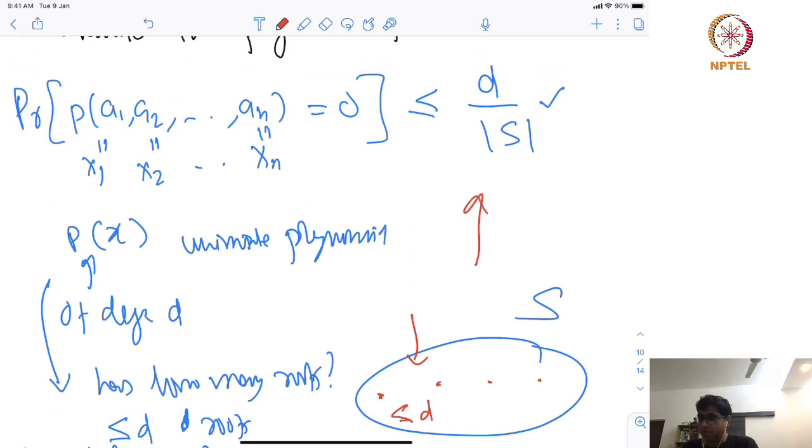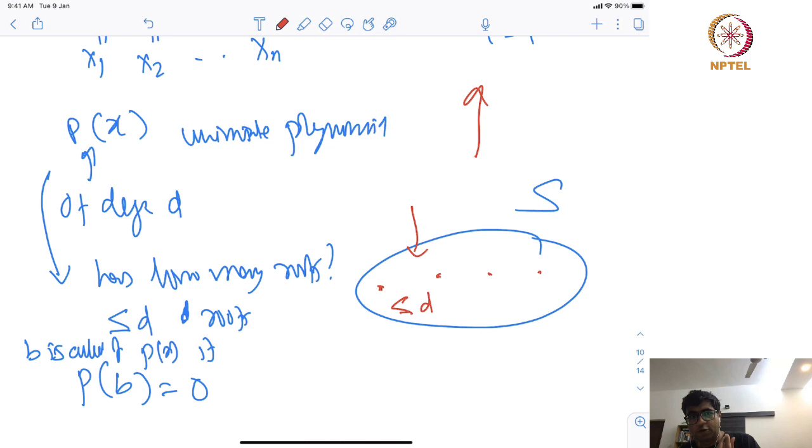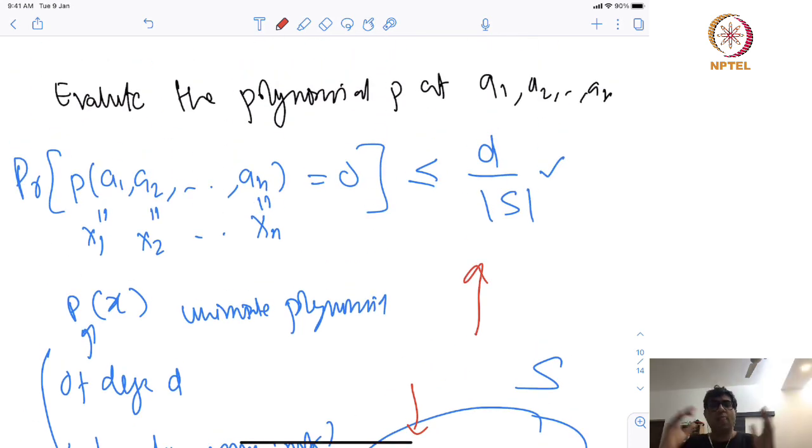What is a good thing about this proof is that it generalizes the property of univariate polynomials to multivariate polynomials. For a univariate polynomial, the proof follows from what is called the fundamental theorem of algebra, or from the fact that a univariate polynomial of degree d has at most d roots. So, if I take a set S which is very large and randomly pick a point, then the chance of hitting the roots is at most d over mod S. And this is a generalization to a multivariate polynomial.